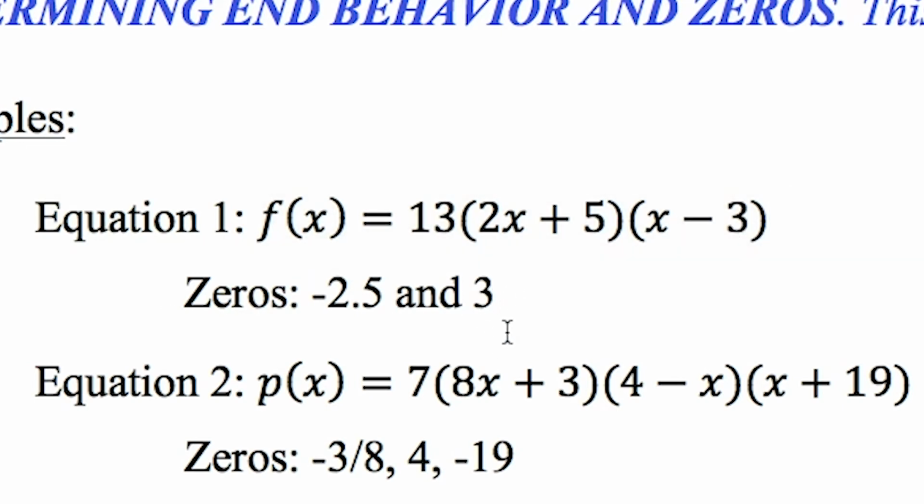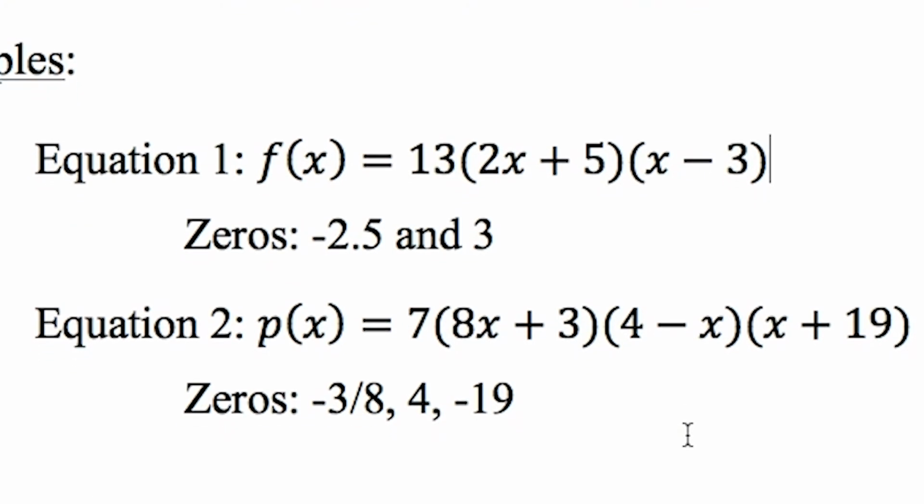My second equation is p of x equals 7(8x plus 3)(4 minus x)(x plus 19). The zeros would be negative 3 over 8, 4, and negative 19. To determine that for 8x plus 3, you would set it equal to 0, then subtract 3 from both sides, and then it would be 8x equals negative 3. Then you divide both sides by 8, so x equals negative 3 over 8.